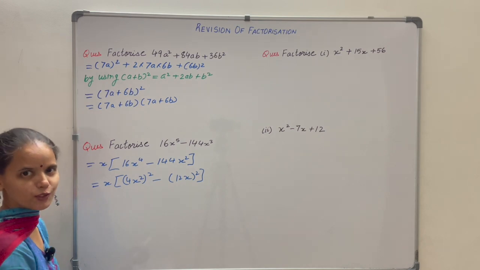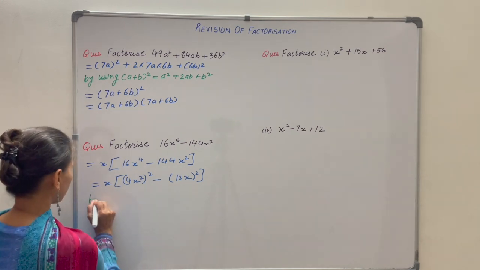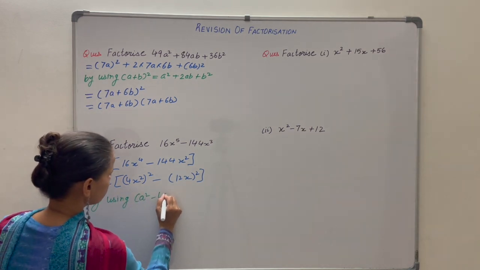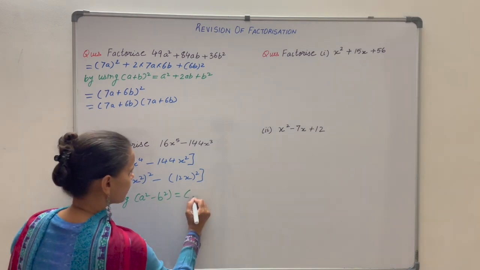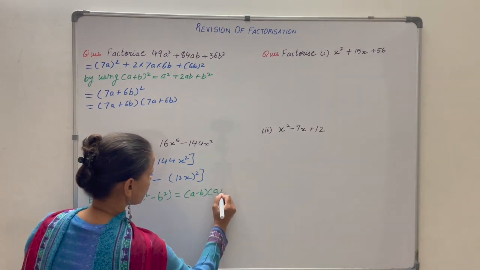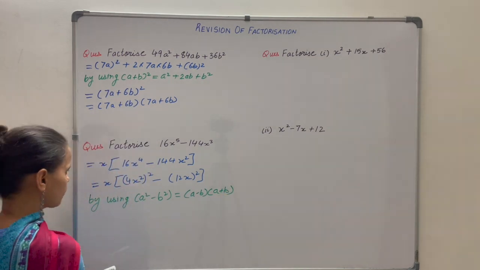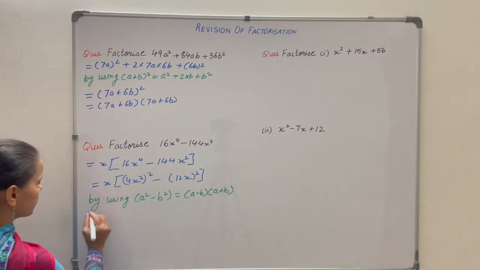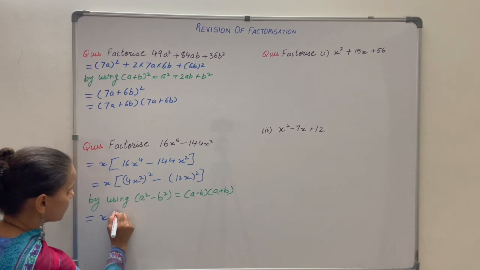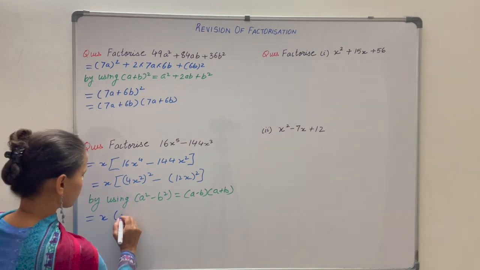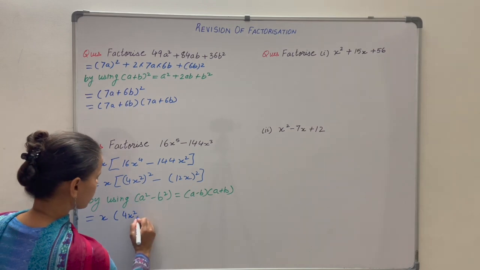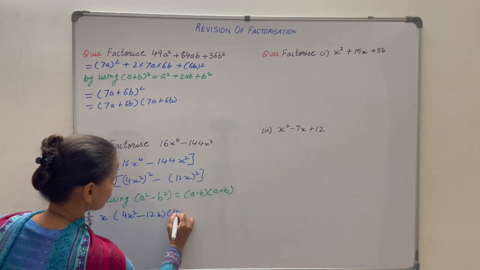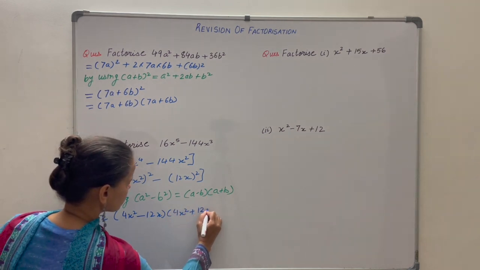Which identity are we going to use? The a square minus b square identity, that is equal to a minus b into a plus b. Your a here is 4x square and b here is 12x. So let us write it down. This is x into, a here is 4x square, minus b here is 12x, into a is 4x square plus b is 12x.